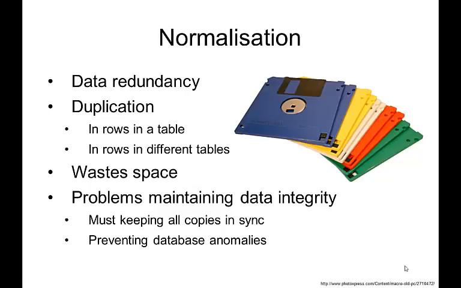So normalization is about data redundancy, which is basically duplication of data. And duplication can happen in, well, I've identified 2 ways. There may actually be more ways. But you can have duplication across rows in a table. So effectively, you've got duplication of information in different rows in a table. Or you can have duplication in rows across tables. So duplication can occur within tables or across tables.